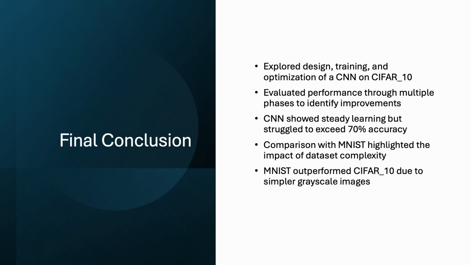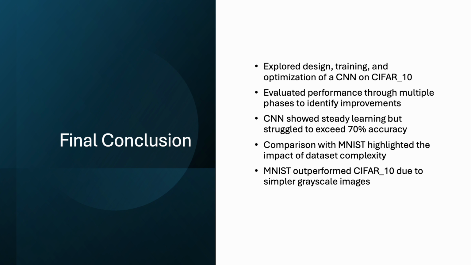In this project, I explored the design, training, and optimization of a convolutional neural network on the CIFAR10 dataset, which progressed through multiple phases to evaluate performance and identify improvements. At first, the model showed steady learning, but it did struggle to exceed a 70% accuracy level. This highlighted the challenges the CNN was having classifying the complex color images.